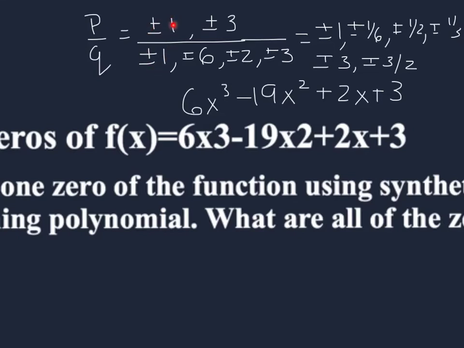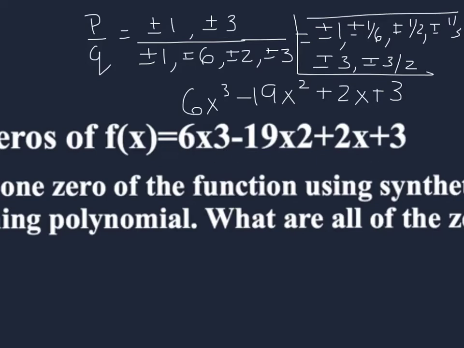So all I did was simplify this by setting up fractions. 1 over 1, 1. 1 over 6, 1 over 2, 1 over 3, 3 over 1, 3 over 6 is a half, so we don't repeat. 3 over 2, and then 3 over 3 is 1, so we don't repeat again. So this is my list here of all possible rational roots for this given polynomial function.